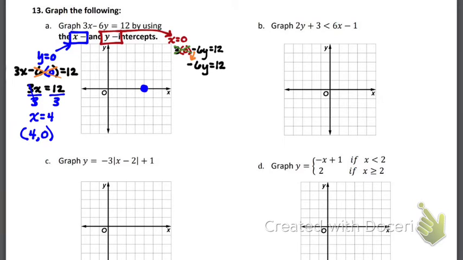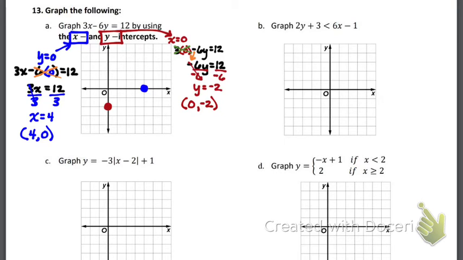How do I get y by itself? Divide both sides by negative 6. And I get y equals negative 2. So my y-intercept, we put 0 in for x, and we found out that y was negative 2. So right down here.